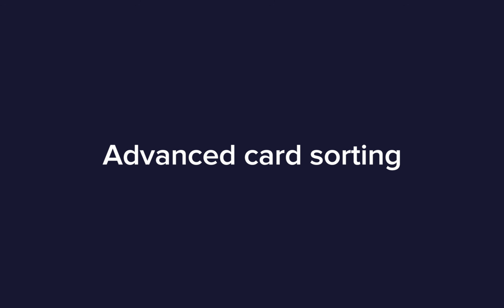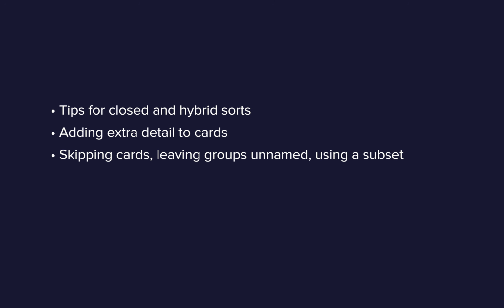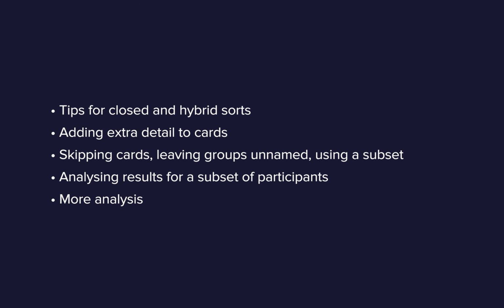In an advanced analysis video, we'll learn about things like tips for closed and hybrid sorts, adding extra details to cards like pictures and descriptions, whether to do things like letting people skip cards or leave groups unnamed, including only a subset of cards, analysing the results for a subset of participants based on the questionnaire, and digging into analysis a bit more deeply. So that's all for now.